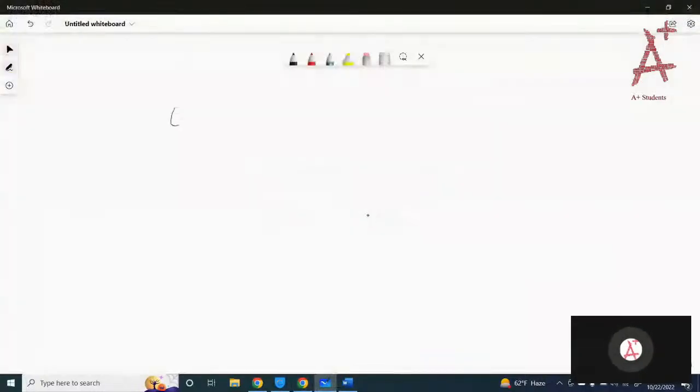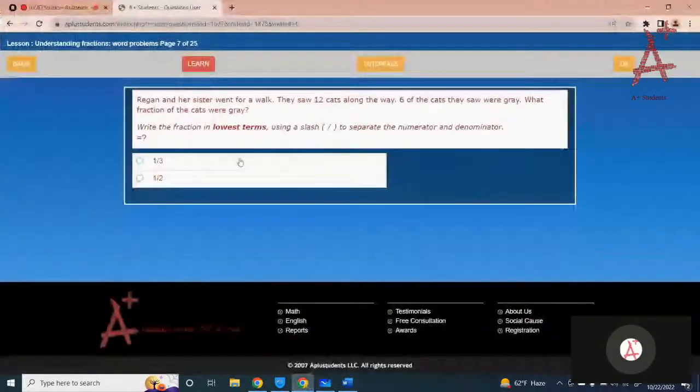You need to find the largest number that can divide both the numerator and denominator. So which number is it? 6. That is the largest number that can divide both numerator and denominator. Got it? So 6 times 1 is 6 and 6 times 2 is 12. So the lowest form is 1 over 2. Got it? So just select the correct option and then click on the OK button.